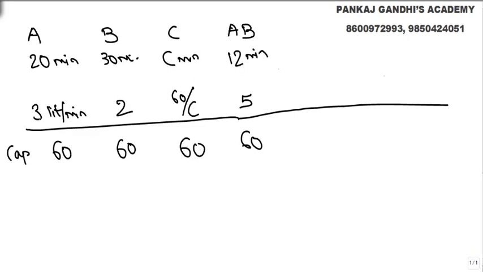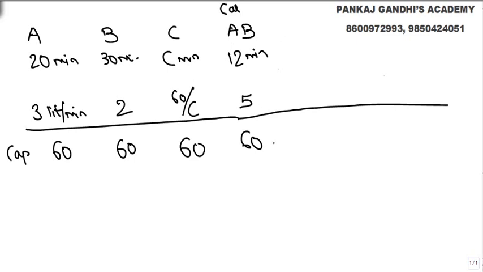So A and B together per minute 3 and 2, total they fill 5. So in how many minutes will they fill 60? 12 minutes. In 12 minutes A and B should have filled 60. His calculation is based on assuming A and B were filling. But obviously he will come back after 12 minutes, and what he realized was C was left open.